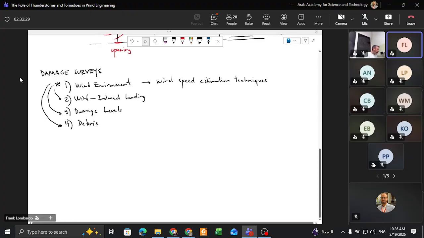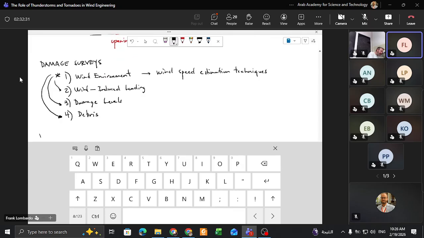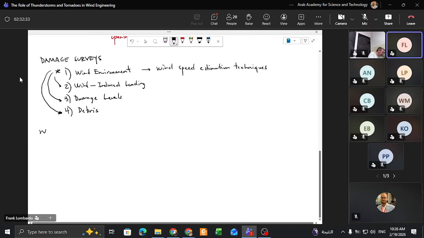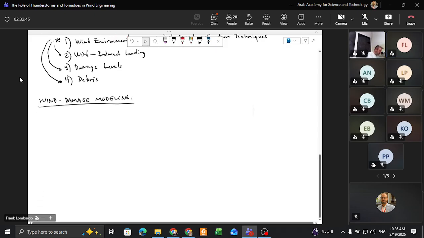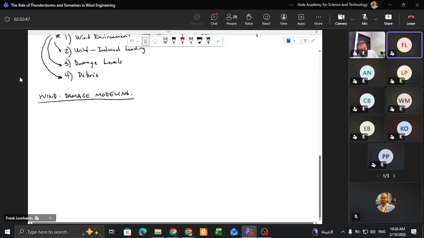What we'll talk about now is a little more formal but simple approach to wind damage modeling. The framework that I'll present is generic enough that it can be applied to any type of wind. But your homework will have to apply it to 2 different types.